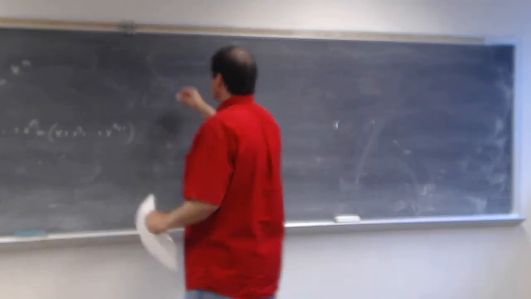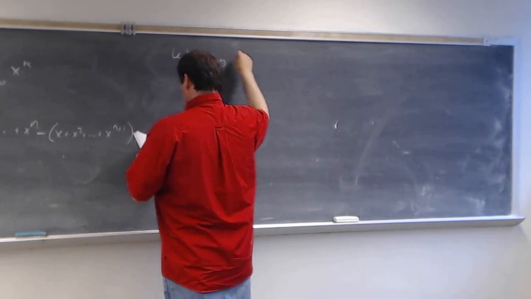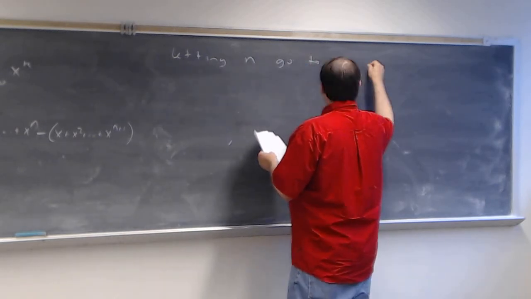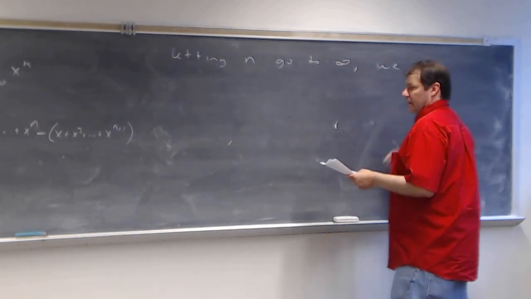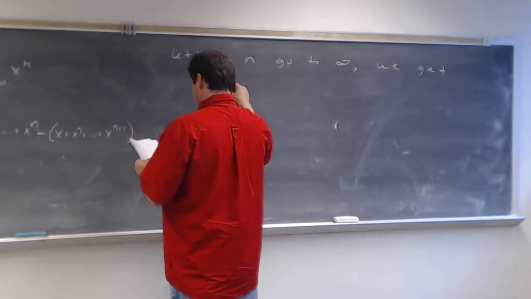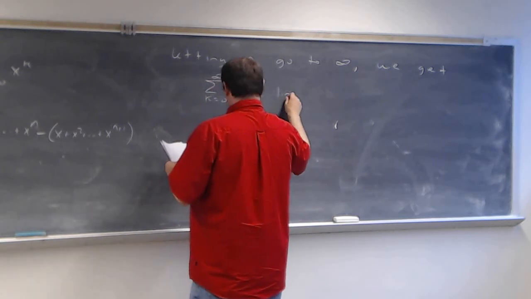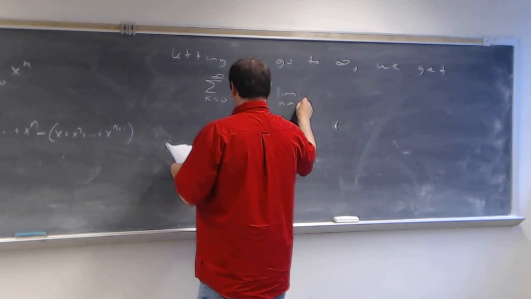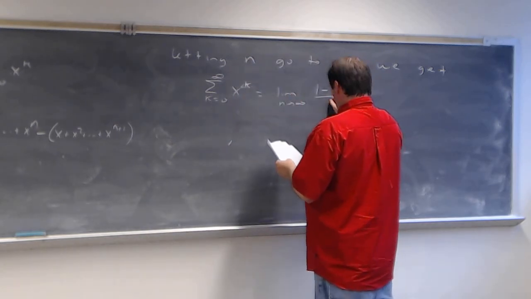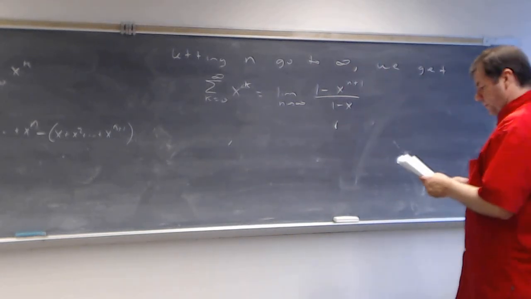Okay, so in this formula, if we let n go to infinity, we get that the sum as k runs from 0 to infinity of x to the k will be equal to the limit as n goes to infinity of 1 minus x to the n plus 1 over 1 minus x. That's what it is, provided this limit exists.